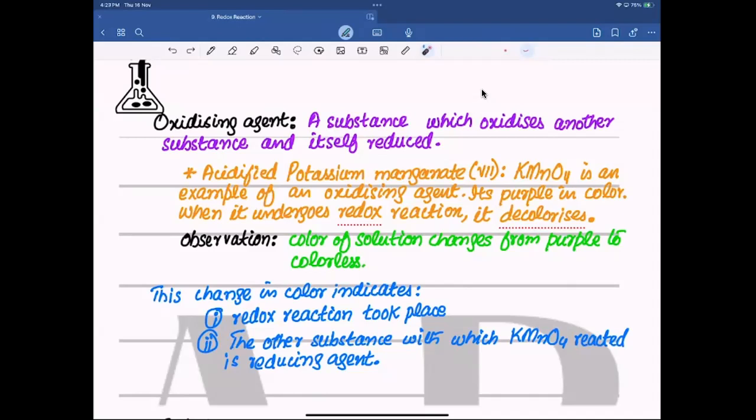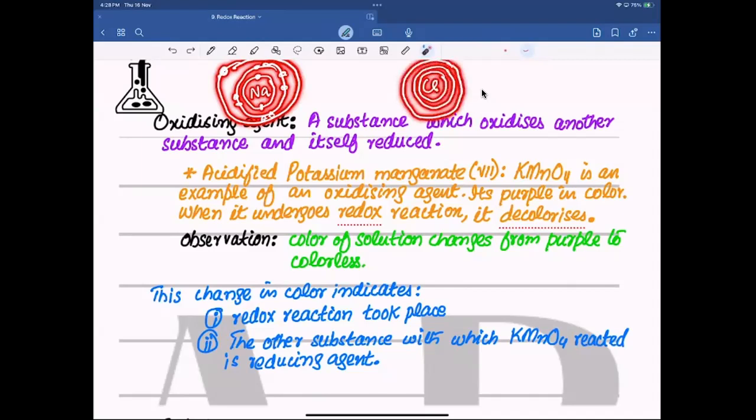Okay. For example, let me show you the sodium atom. It has 2 electrons in the first shell, 8 electrons in the second shell, and 1 electron in its outermost shell. It's a sodium atom now. And when we look at chlorine, chlorine has 2 electrons in the first shell, 8 electrons in the second shell, and as it's in group 7, it indicates that its valence shell has 7 electrons.